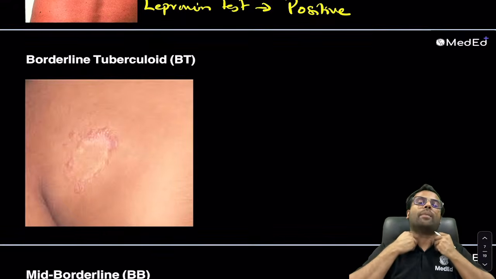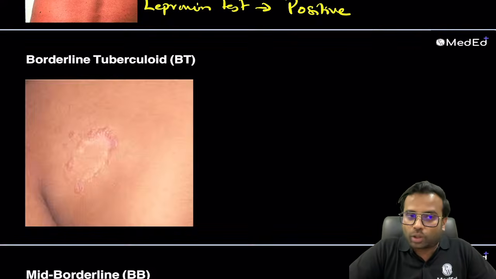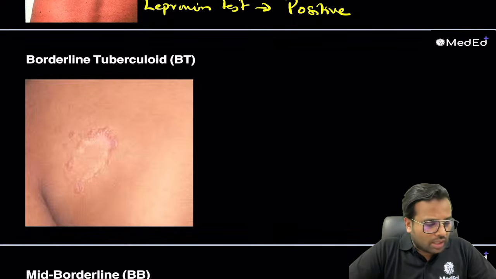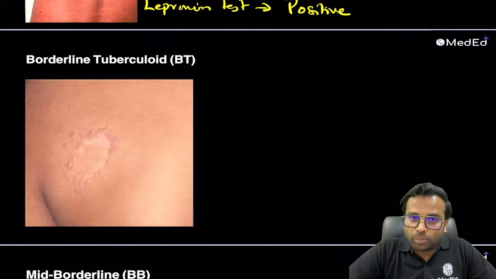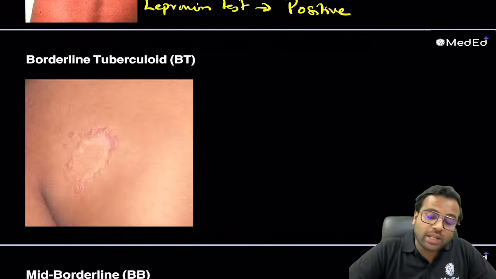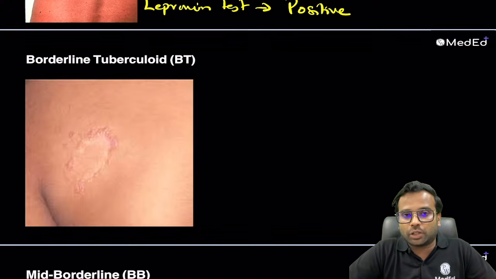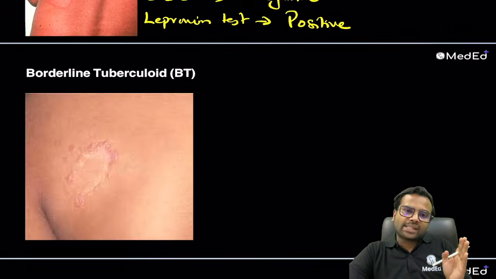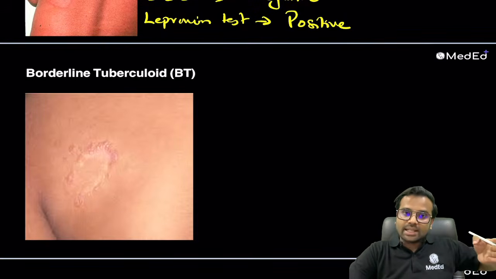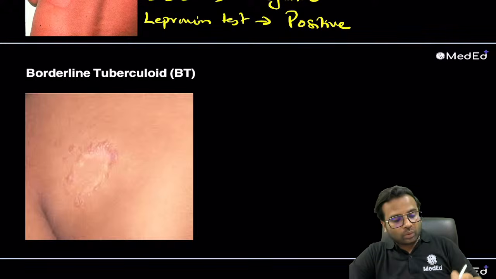So let's see what happens in a borderline tuberculoid type of leprosy. Very typical. In NEET PG there was a question on borderline tuberculoid. There was a question in the FMGE exam regarding borderline tuberculoid. Let's see what happens here. As the patient goes from TT type to BT type, then what happens?